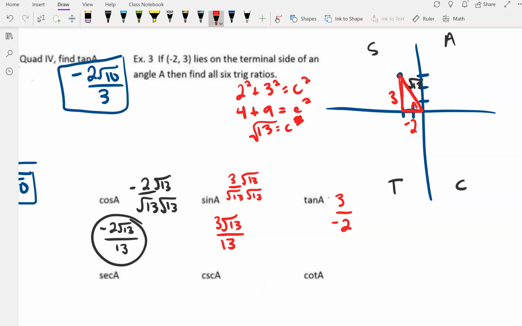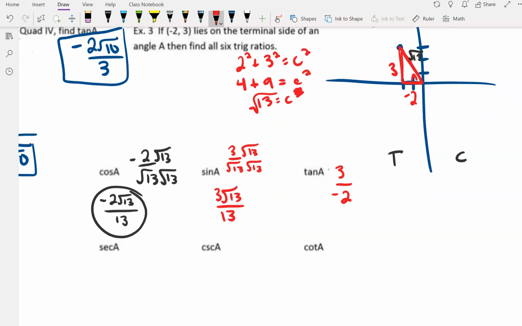All right, and then secant is just the reciprocal of cosine. So originally for cosine I had negative 2 over root 13, so it's just going to be root 13 over negative 2. And I can move the negative to the top if I want. The negative doesn't need to be on the bottom there. More proper to have it written this way. All right, the other one was originally 3 over root 13, so now it's going to be root 13 over 3. And then cotangent is the reciprocal of tangent, so negative 2 over 3.